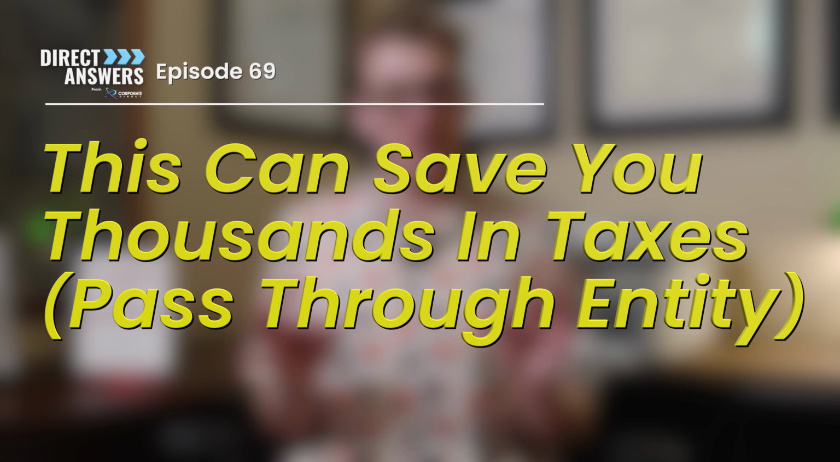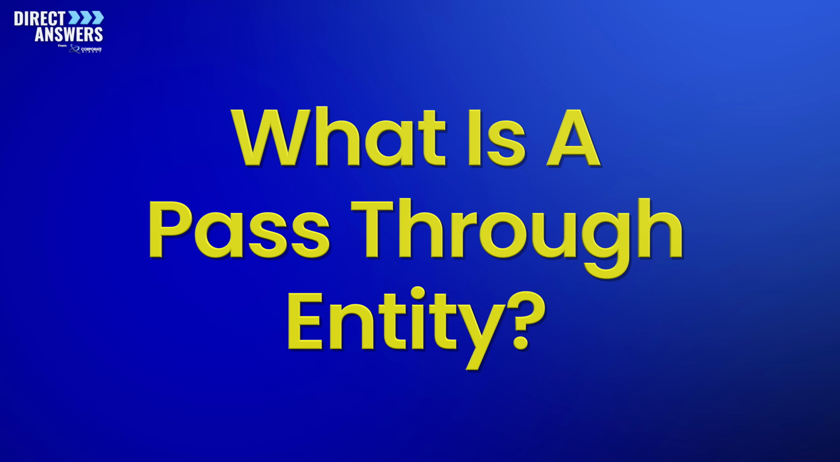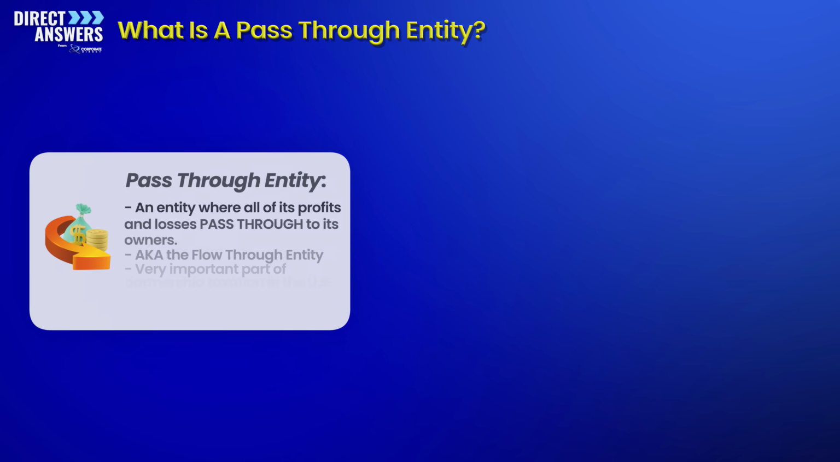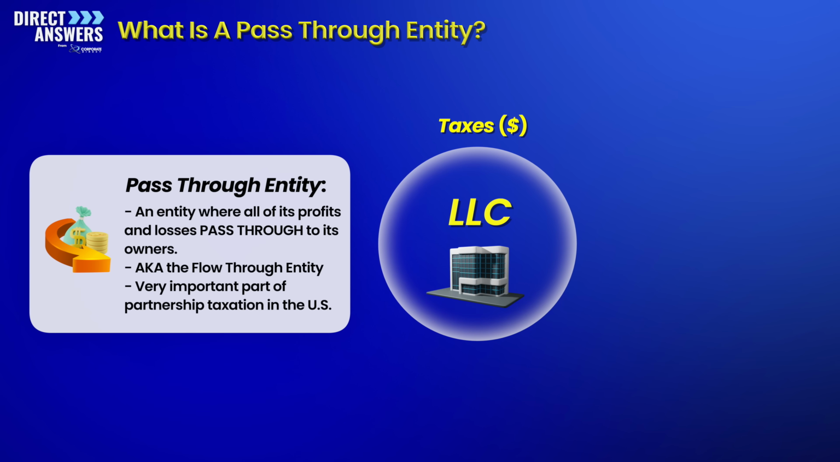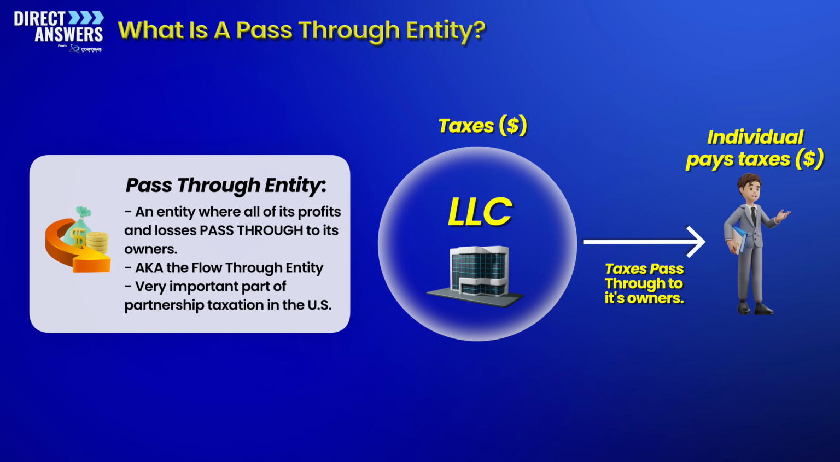In this video, I'll explain to you what the pass-through entity is and how you can save thousands in taxes every year if you use it right. So what's the definition of a pass-through entity? Well, it's an entity where all of its profits and losses pass through to its owners. It's also known as the flow-through entity, and it's a very important part of partnership taxation in the US.